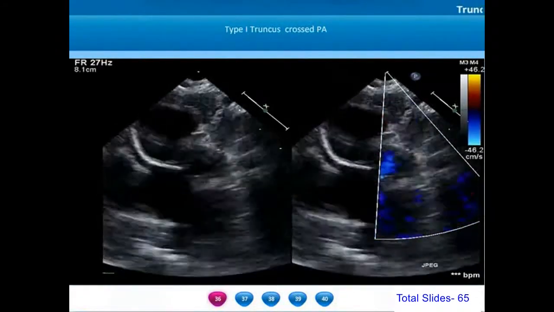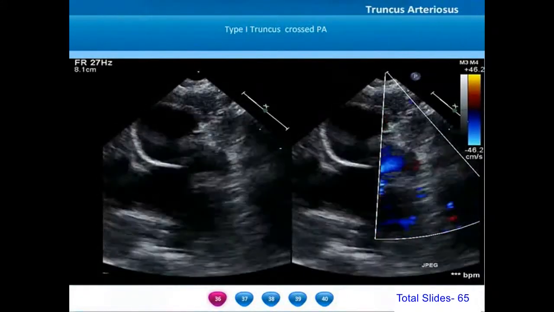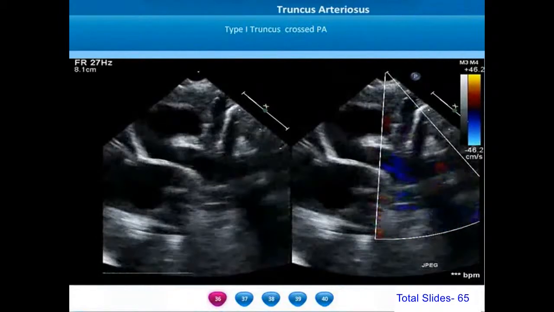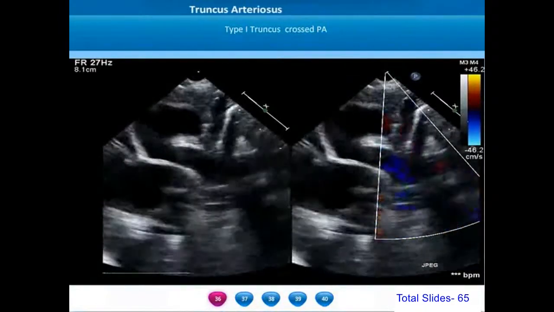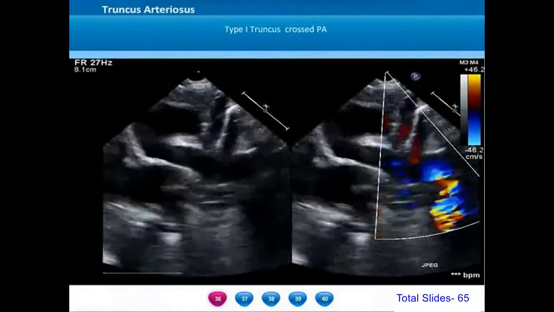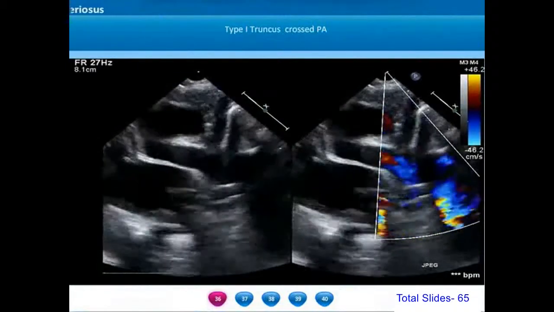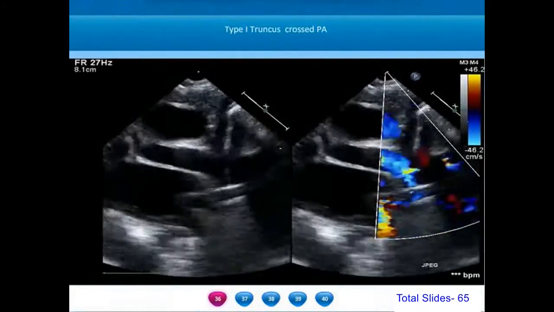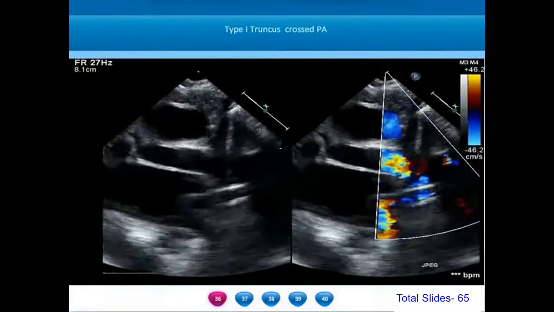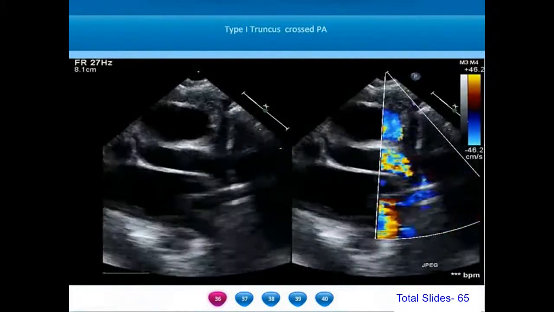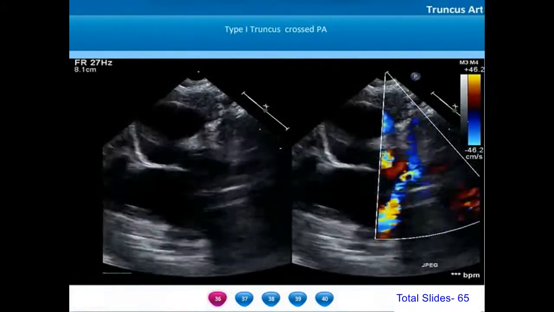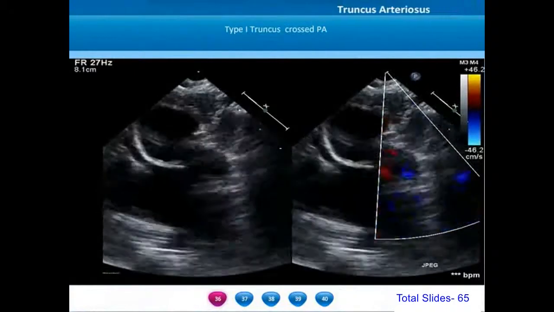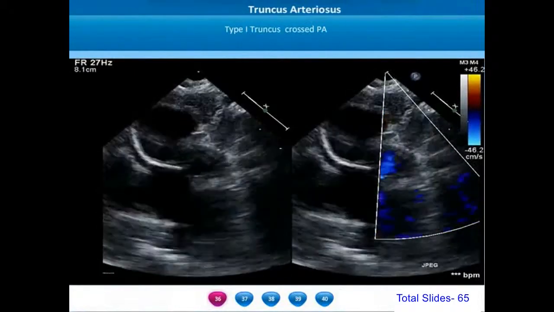However, in some hearts, the main pulmonary artery will branch in a peculiar manner where it will form crossed pulmonary arteries or malposed pulmonary arteries. In this condition, we can appreciate that the right pulmonary artery will arise from the leftward wall of the main pulmonary artery, and the left pulmonary artery will arise from the rightward wall of the main pulmonary artery.